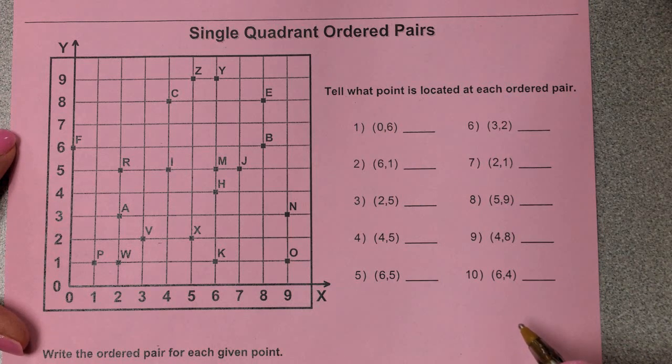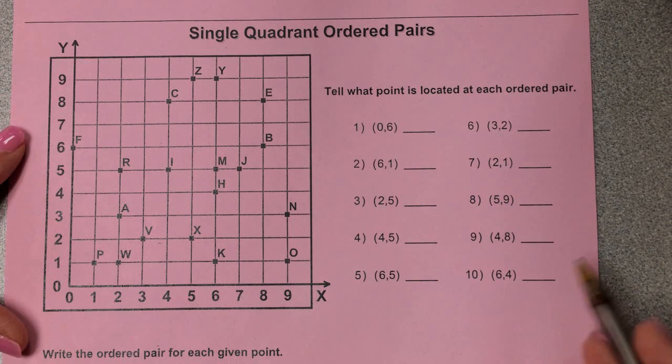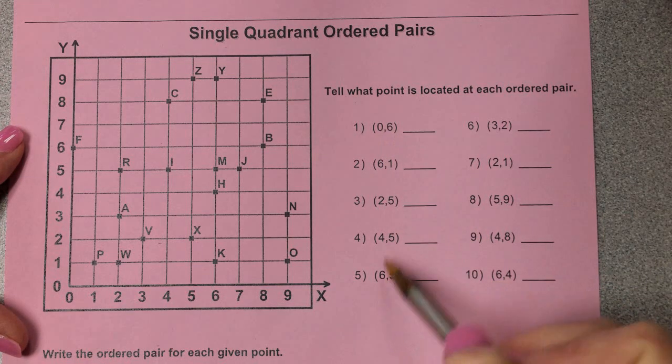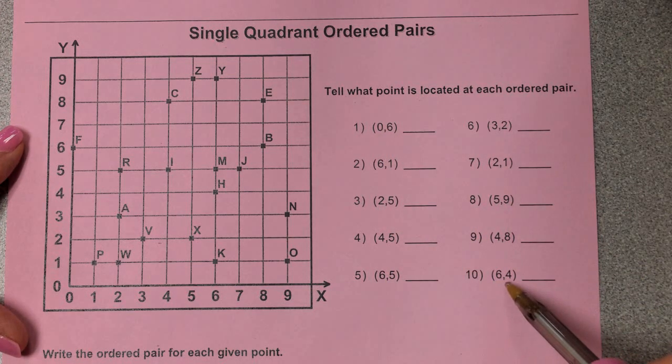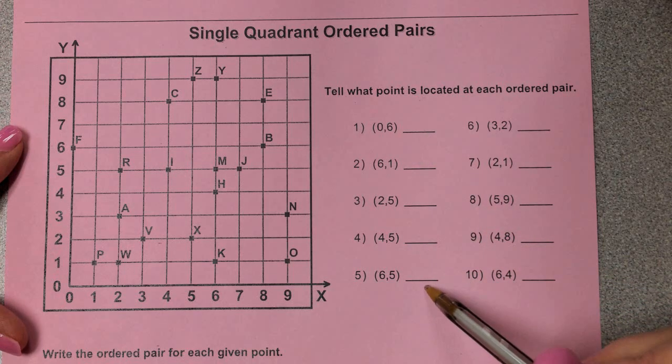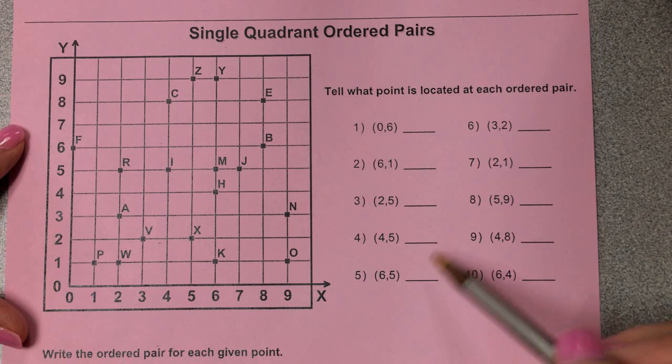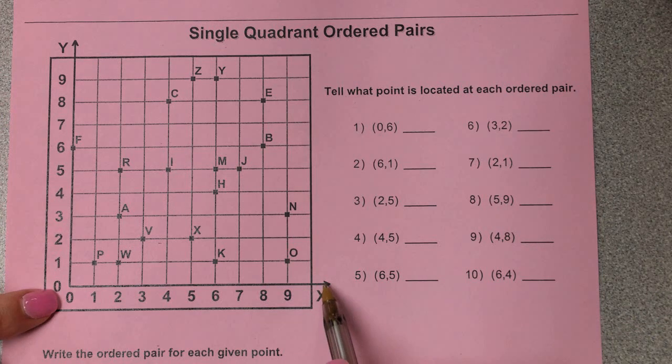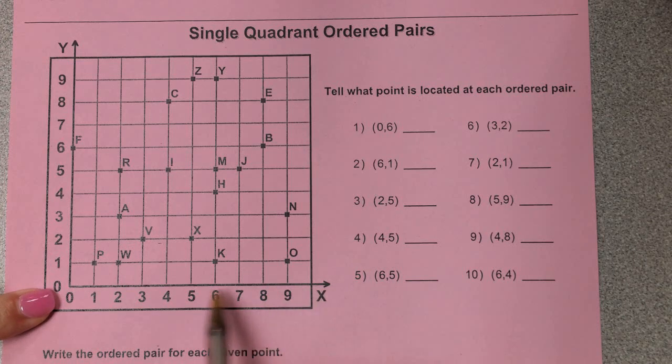What do we call those, Kiara? Right, they are ordered pairs. So they're giving us an ordered pair. What do you think we are going to be putting in the blanks? The letters is right, Serafina. So I notice that there is a line labeled with an X. Notice it is going side to side.